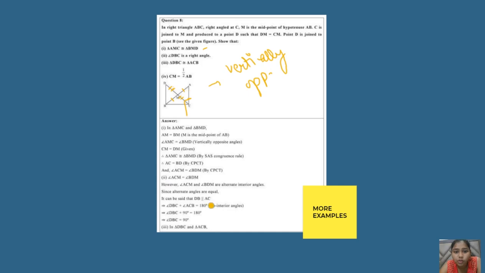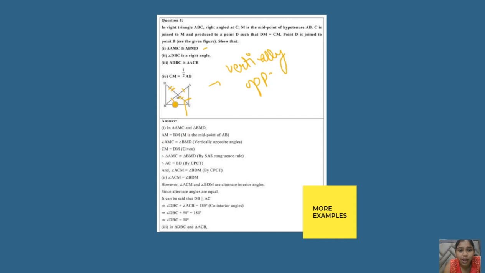You can see here that angle ACM is equal to angle BDM by CPCT. They are alternate interior angles, so they are equal. It means that DB and AC are parallel. By theorems in the lines and angles chapter, we know that when two alternate interior angles are equal, the two lines are parallel. So DB is parallel to AC.